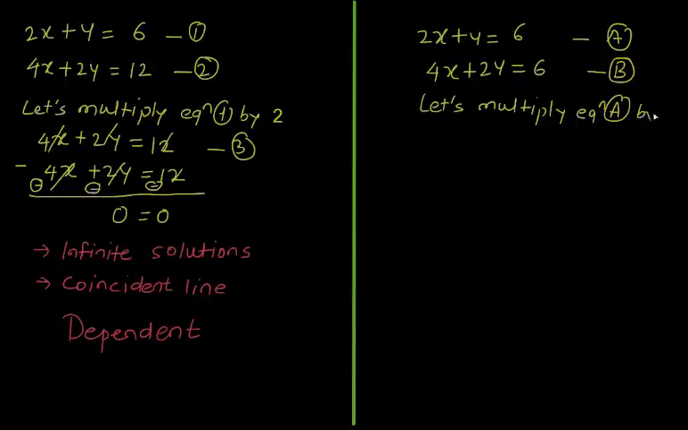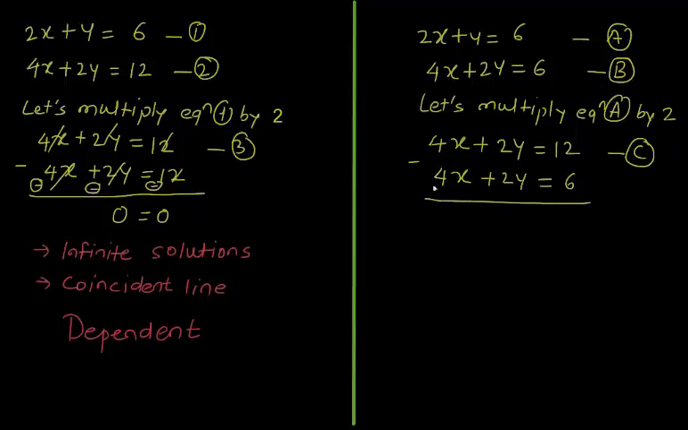by 2. So the equation will become 2x into 2 is 4x, plus 2 into y is 2y, and 6 into 2 is 12. Let's call this equation C. Let's subtract equation B from equation C. So what is equation B? It is 4x plus 2y is equal to 6. Now we have to subtract this equation. Signs will change as we are doing subtraction.